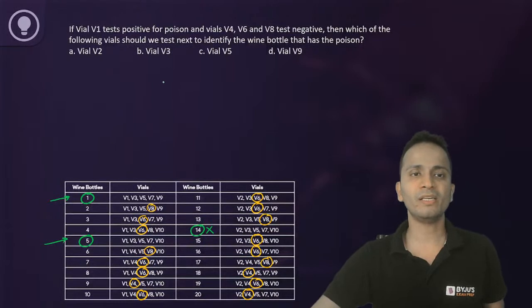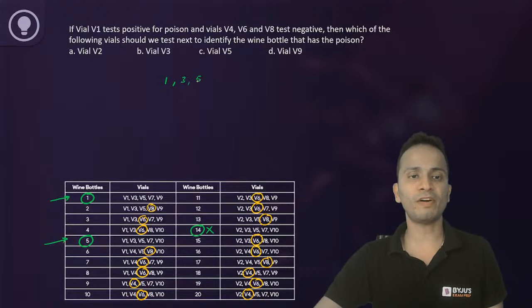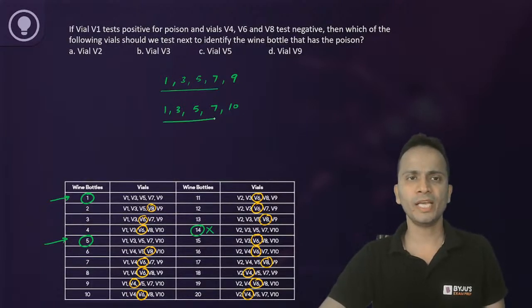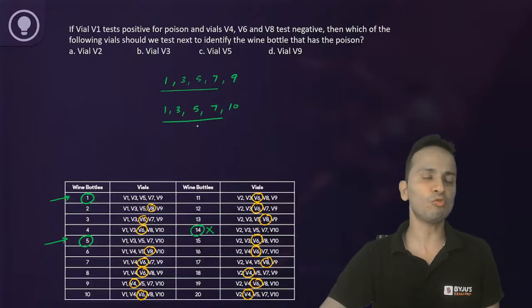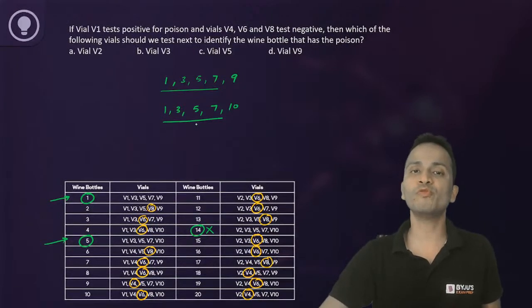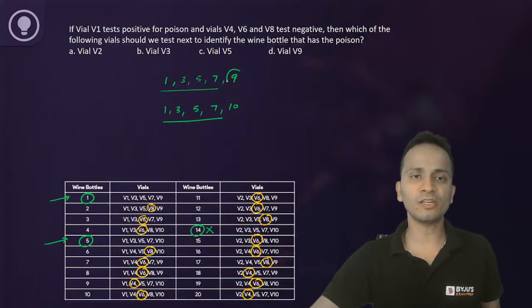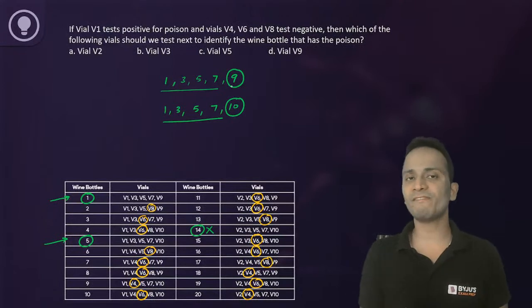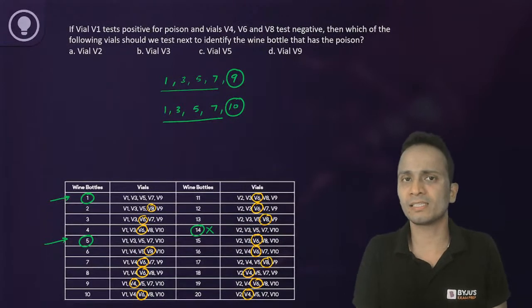Bottle number 1 has the sample in vials 1, 3, 5, 7 and 9, and bottle number 5 has it in 1, 3, 5, 7 and 10. So 1, 3, 5, 7 are common. If you test any of these 4 vials, it will not prove anything. So you will test either vial number 9 or vial number 10. That will clarify which of the bottles has the poison.